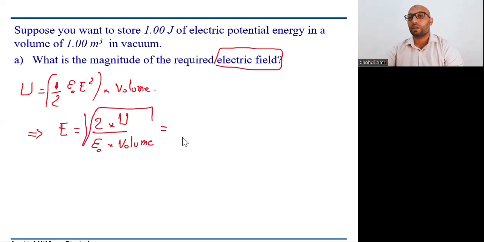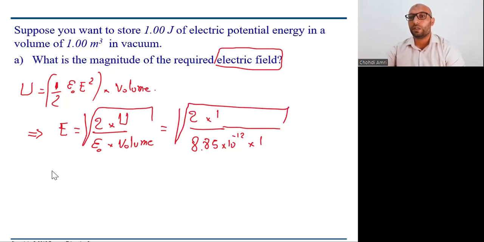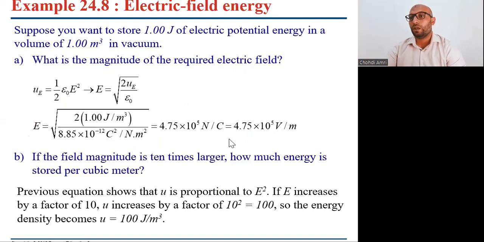So we're going to get 2 times the energy, our energy is 1 joule, divided by epsilon naught, 8.85 times 10 power minus 12, multiplied by our volume, which is 1 meter cube, under the square root. So what will be the result? E equals how much? It's going to be 4.75 times 10 power 5.